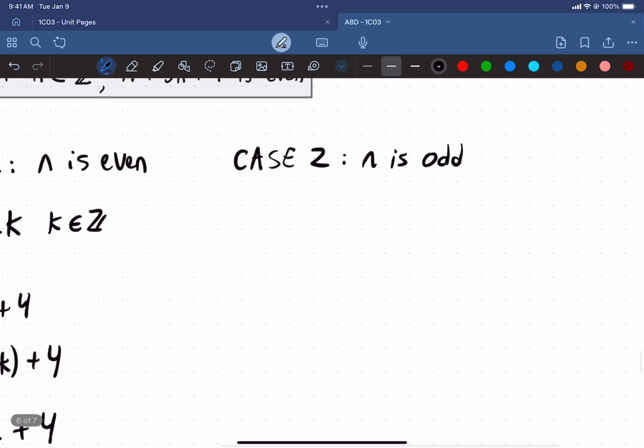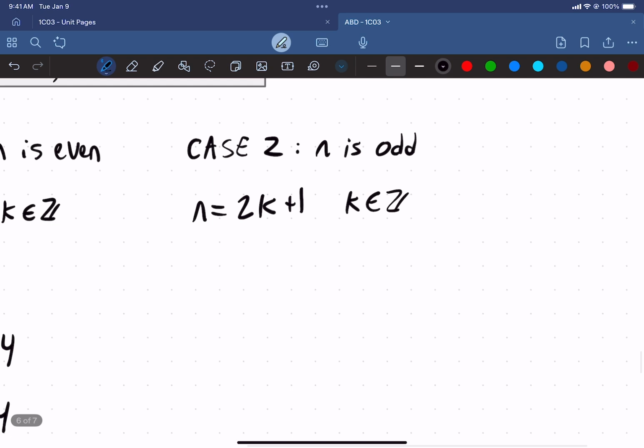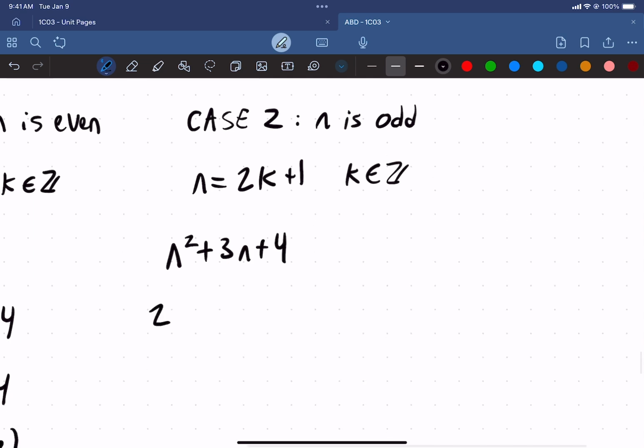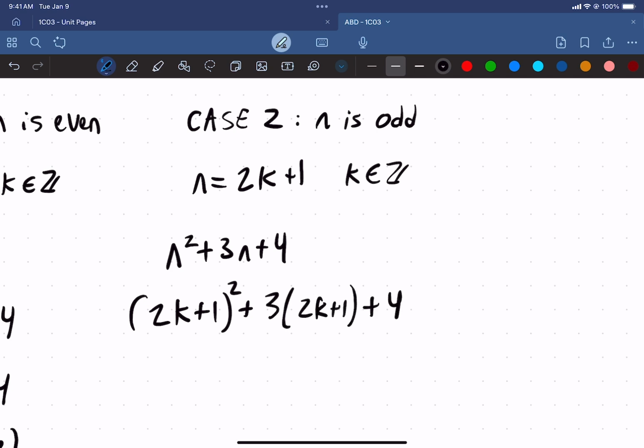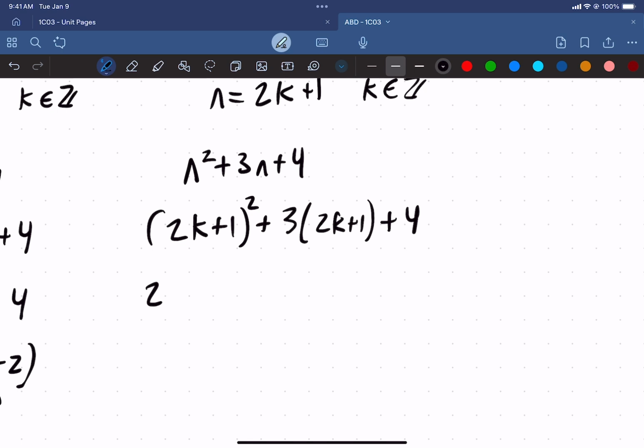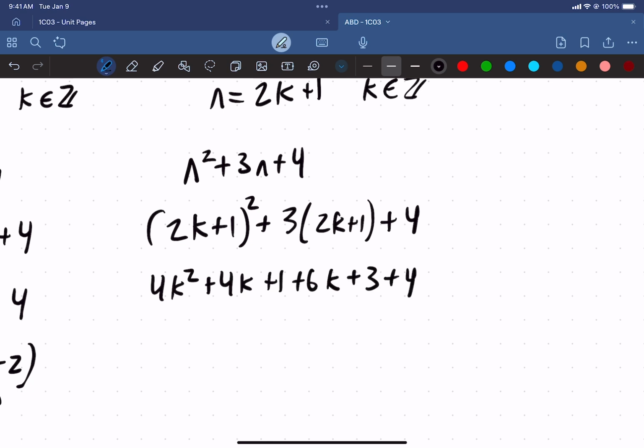Let's go through the instance where n is odd. If n is equal to 2k plus 1, we can say that n squared plus 3n plus 4 is equal to (2k plus 1) squared plus 3 times (2k plus 1) plus 4. Then we can just expand all the brackets. We get 4k squared plus 4k plus 1 plus 6k plus 3 plus 4.